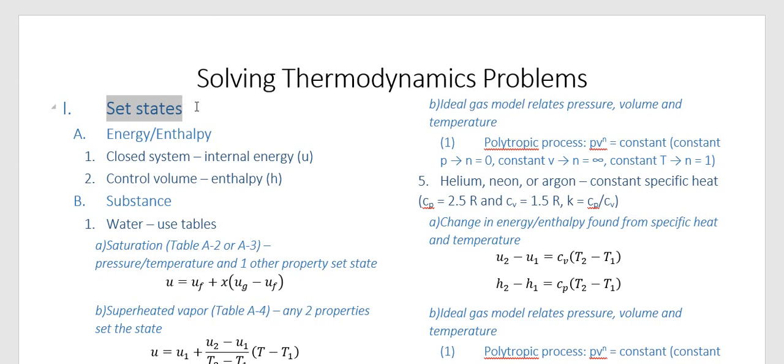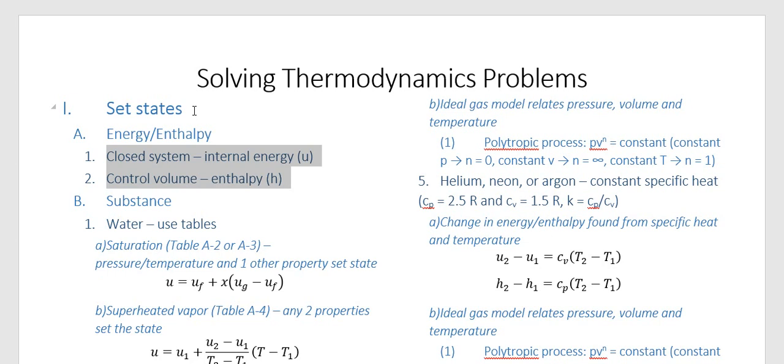Now, the question you need to find out first is, what does set the states mean? Okay, so basically, am I looking for energy or enthalpy, U or H? Okay, so if it's a closed system like a piston in a cylinder, you're going to use energy U, or if it's a control volume like a heat exchanger or a turbine, you'll use enthalpy H anytime you have that fluid flow, that flow work that's occurring on that.